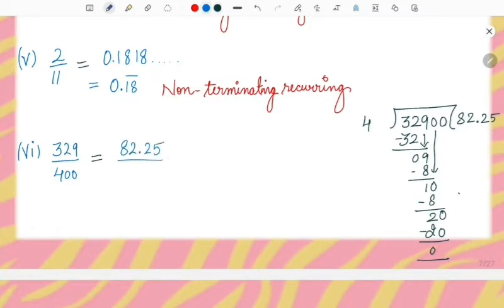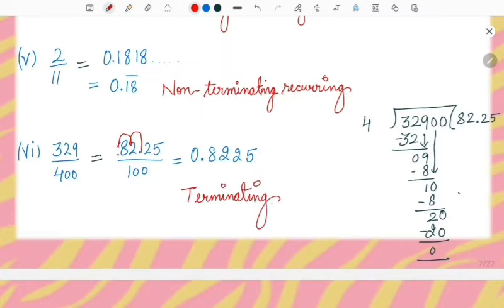82.25. Because we divided it by 4, we have 100 here. And now I'm going to remove 100. What am I going to do? I'm going to shift my decimal 2 decimal places towards the left. Now I have to shift 1 and the second one. So my answer would be 0.8225. Because the remainder came out to be 0, the decimal expansion is terminating in nature. कैसी decimal expansion है ये? Terminating.